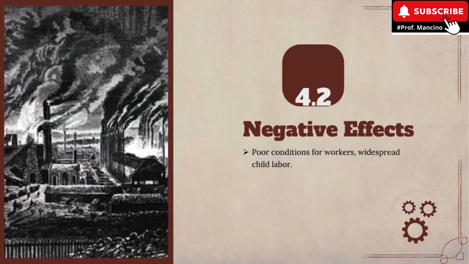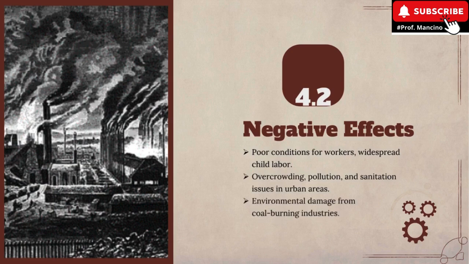On the flip side, workers lived and worked in poor conditions and child labor was widespread. In urban areas, overcrowding, pollution, and poor sanitary conditions were a serious issue. Lastly, the new coal-burning factories started to cause environmental damage.